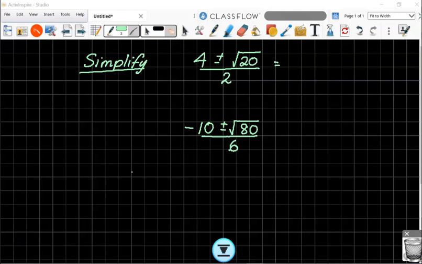All right, so just a quick recap. We're simplifying. We are resisting the urge to divide. So we are not going to be dividing these two until we simplify. So we've got the 4 plus or minus. Who can remind me, how do we simplify a surd?